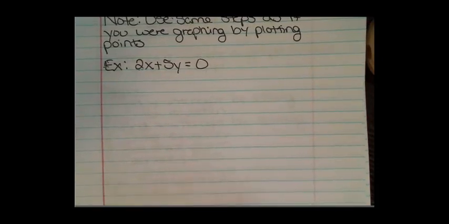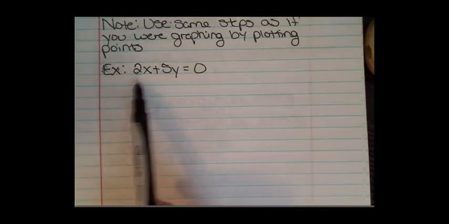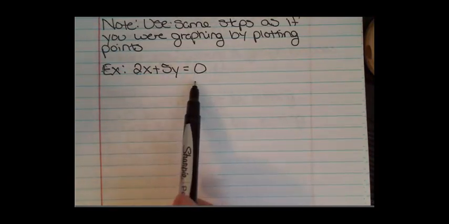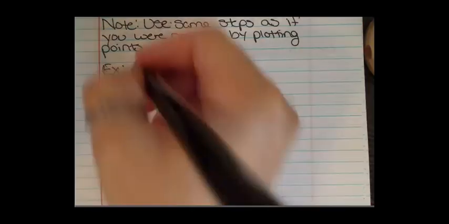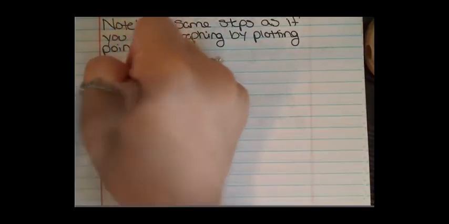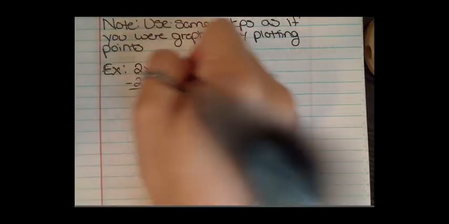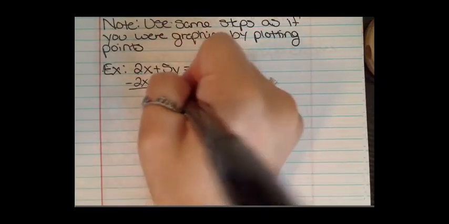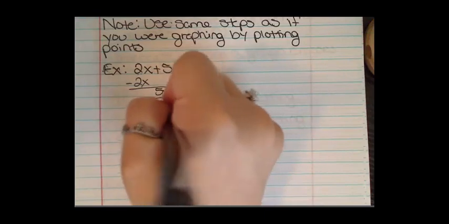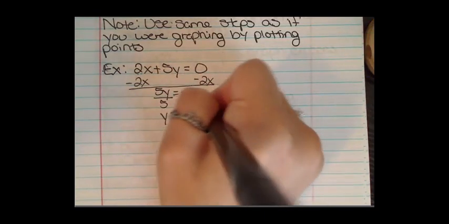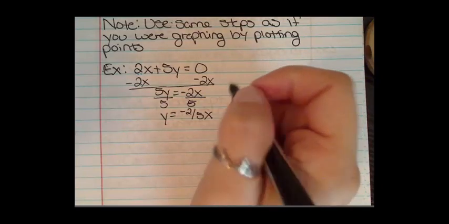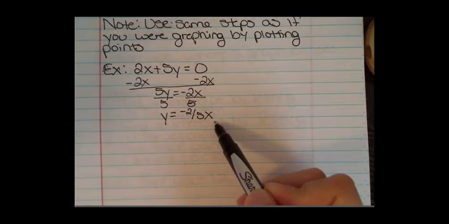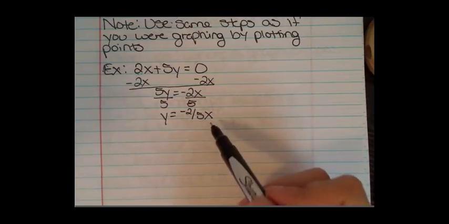Right here, this is the ax plus by equals 0. So if we're following the same steps as by plotting points, we need to get our y by itself. So I'm going to subtract 2x from each side. And then I'm going to divide both sides by 5. So y equals -2 over 5x. Alright, so this is a fraction, and our bottom number is 5. So what values of x am I going to have that make nice numbers? I'll do -5, 0, and 5.